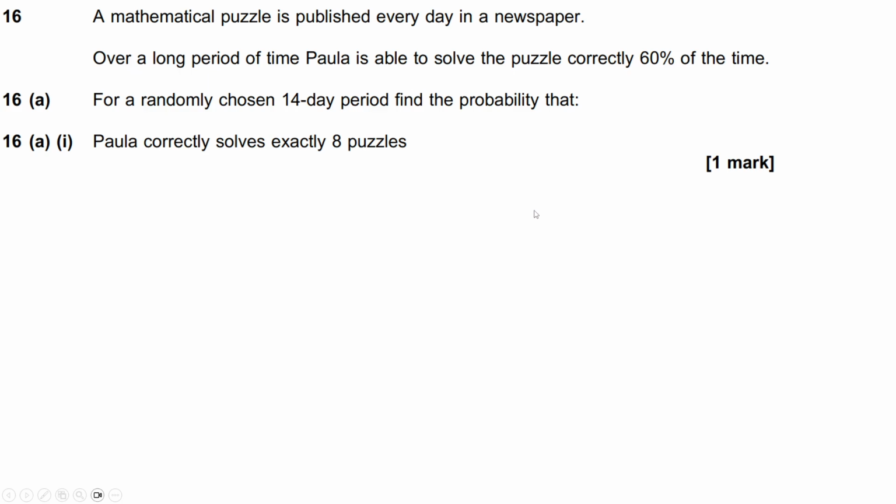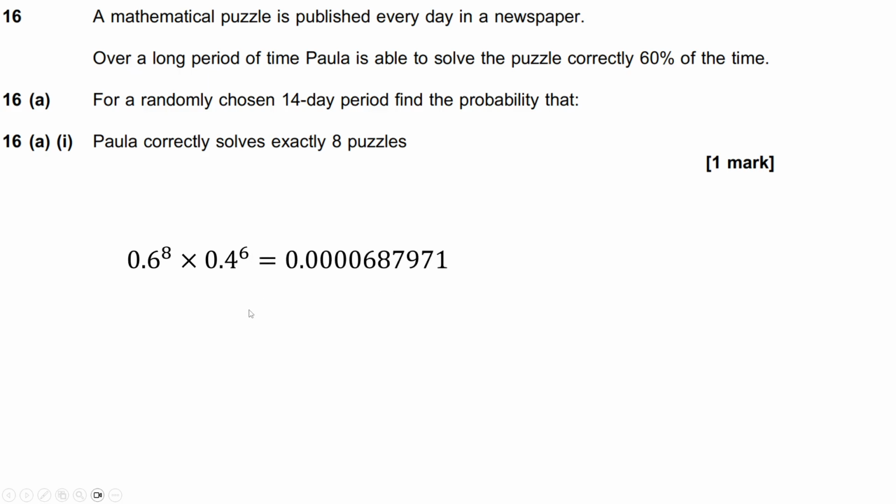A mathematical puzzle is published every day in a newspaper. Over a long period of time, Paula is able to solve the puzzle quickly 60% of the time. For a randomly chosen 14-day period, find the probability that Paula correctly solves exactly 8 puzzles. Okay, so she could just solve them for 8 days continuously, right? So 0.6 to the power of 8. So the first 8 consecutive days, she just solves all of them. And then the other 6 days, she just doesn't solve them properly. So the probability of not solving it correctly is 0.4, and that's to the power of 6. So that's the other days.